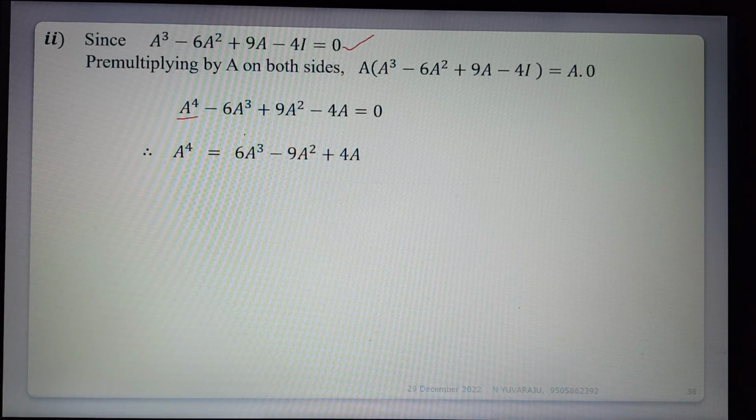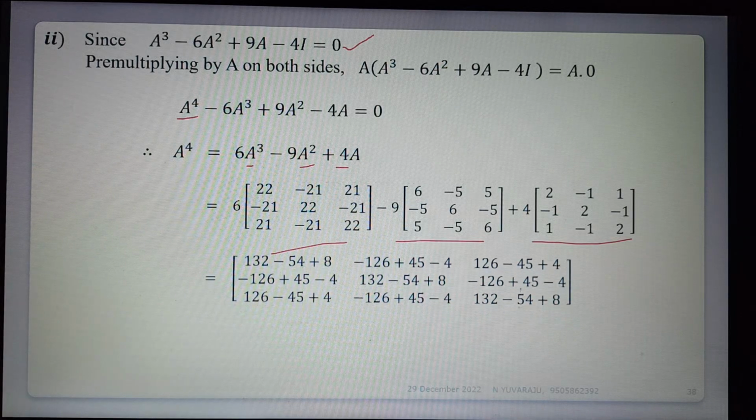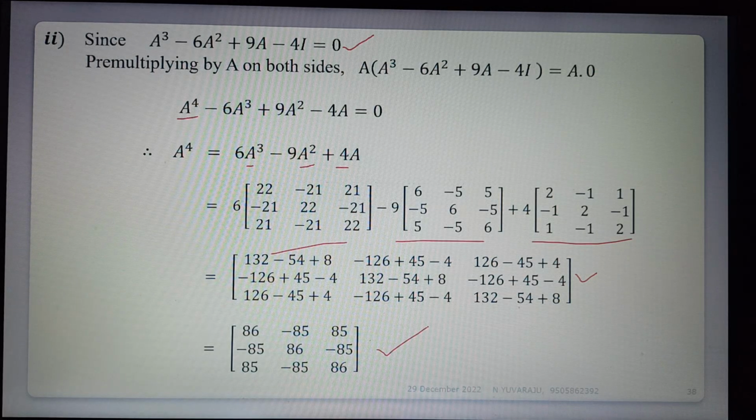A power 4 is equal to 6a cube minus 9a square plus 4a. Substituting a cube, a square, a. That is equal to 6 into a cube matrix minus 9 into a square matrix plus 4 into a matrix. After simplification we get a power 4 matrix: 86 minus 85, 85 minus 85, 86 minus 85, 85 minus 85, 86. This is the required a power 4 matrix of the given matrix by using Cayley-Hamilton theorem.